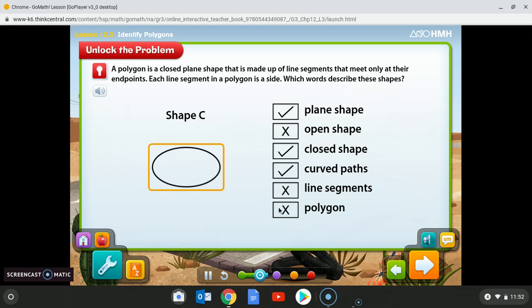And this means that it's not a polygon because we do not have line segments and we do not have angles. All right? So this is not one of those polygons that we are going to be describing. How about this?